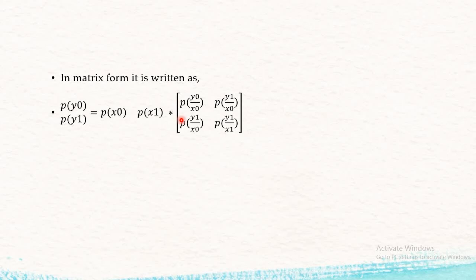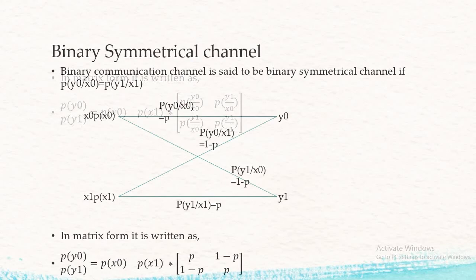So this matrix gives us the relation between the probability of input and the output. The first entry is the probability of the first channel, the second entry is the probability of the second channel when the received signal is y1 and the transmitted signal is x0. This represents the probability of the next channel, and this one is for the last channel.